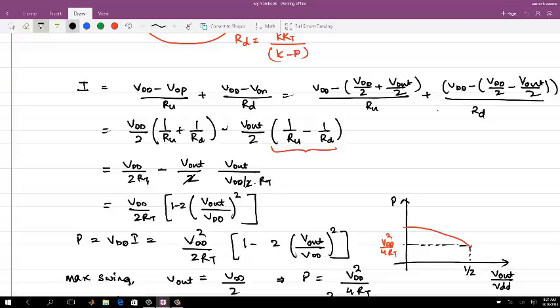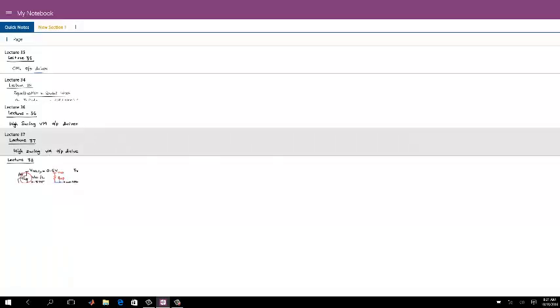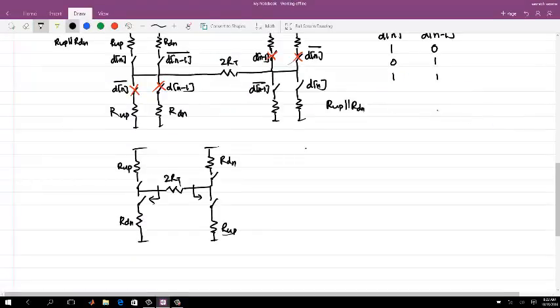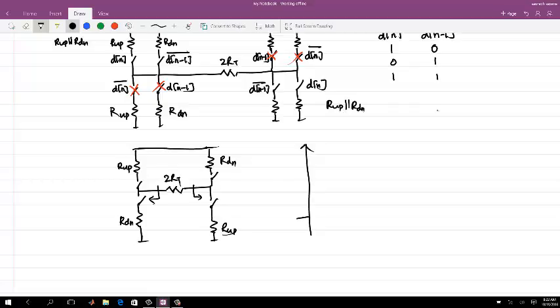Okay, so let's just bring both of these things back, which is here. So if I want to find what is the total current consumed from the supply when I implement the output driver, so this is V out by VDD, and this is, let's say, half.